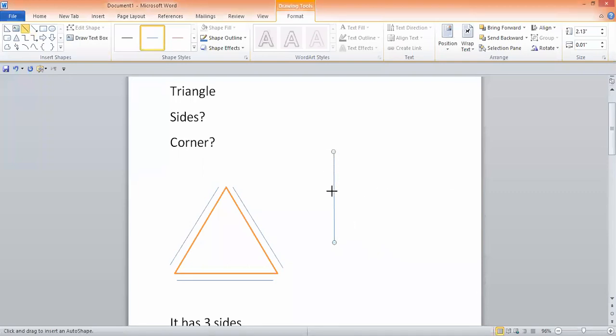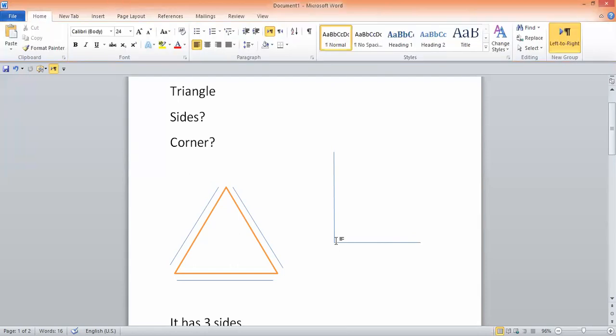Look, this is a straight line. From here, if I draw one more line, this was already drawn first, but from the same point I joined one more line. So here we have a corner. A corner is the point where one line meets another line. One side meeting another side. Is that clear, guys? What is a corner?